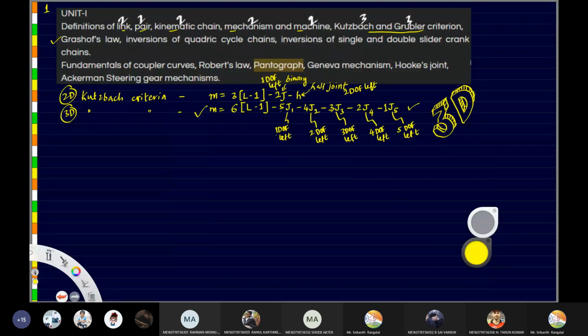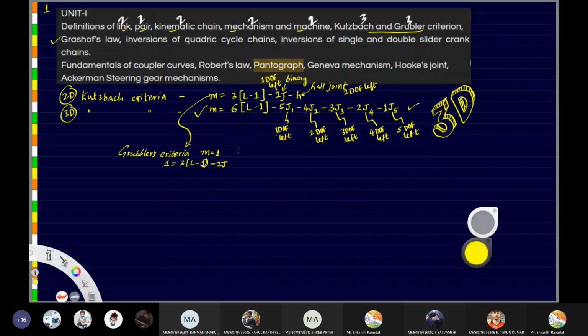So this equation is called the Kutzbach equation. Now, Grubler's criteria is in a way derived from this. So what we do here is we put mobility equal to 1. When we put mobility equal to 1, what do we get? We get 1 equals 3 times (L minus 1) minus 2J.